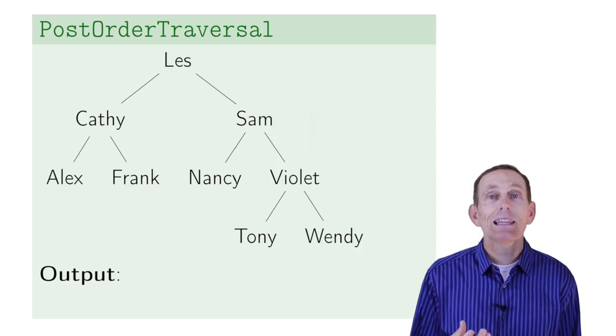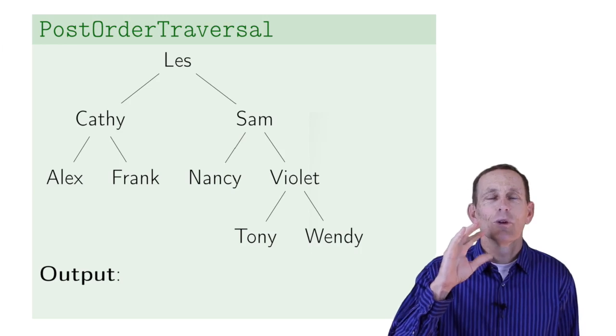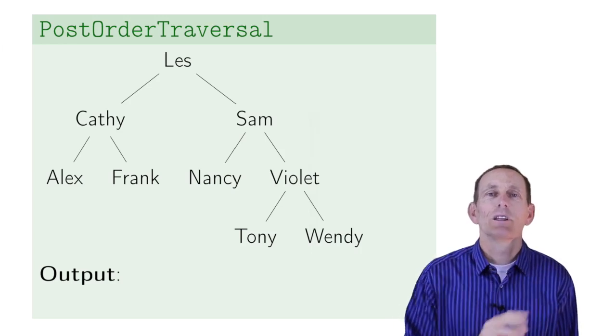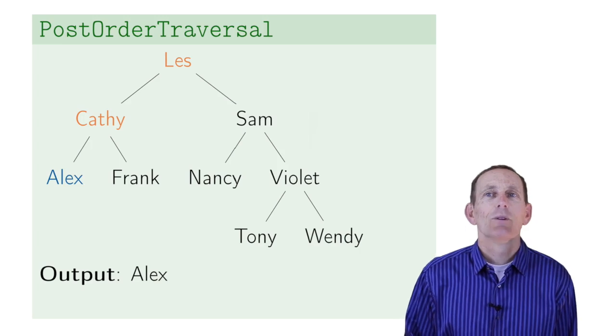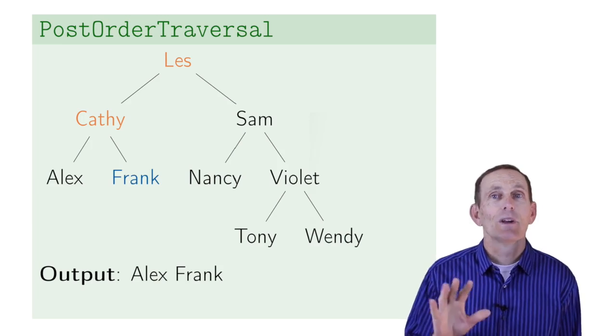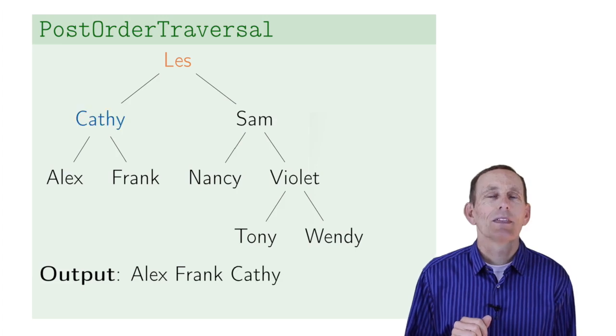Well, it's actually going to be Les, because we're not going to be able to print Les until we've finished completely dealing with Les's left subtree and right subtree. So we'll visit Les, and then visit Kathy, and then Alex, and then we'll actually print out Alex. Once we're done with Alex, we'll go back up to Kathy and down to Frank, and then print out Frank. And then once we're done with both Alex and Frank, we can then print Kathy.